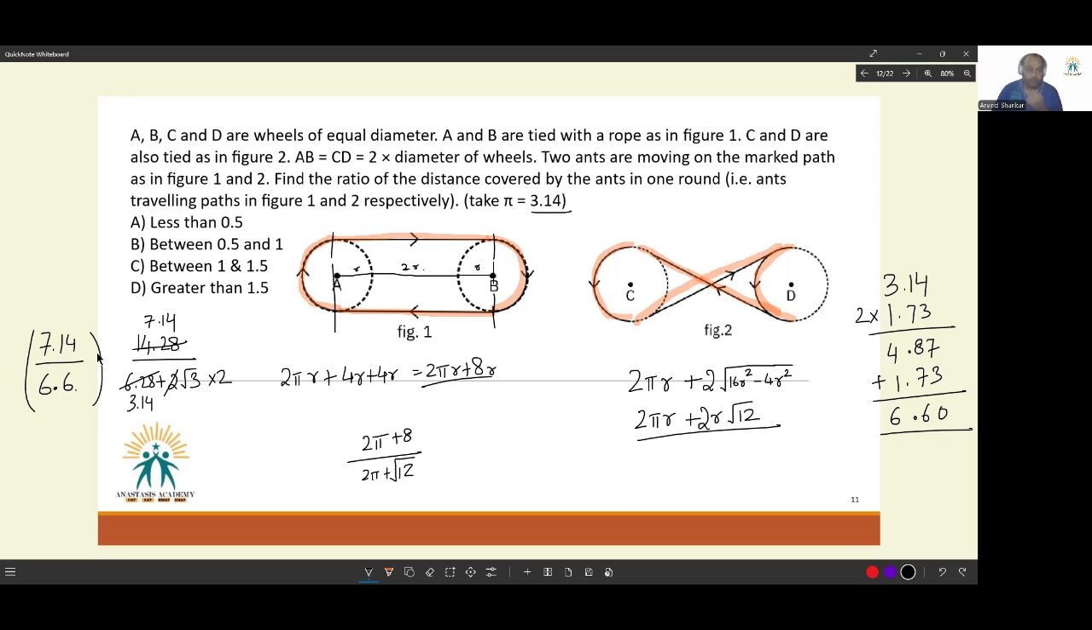This ratio, we have to ascertain whether it is less than 0.5, between 0.5 and 1, between 1 and 1.5, or greater than 1.5. It is not greater than 1.5. Greater than 1.5 would lead it to 9.9 by 6.6. It is definitely greater than 1 because the numerator is greater than the denominator. So option C should be the answer. These two will get rolled out. And that's it. Both these questions are mainly about direct common tangent, but direct common tangent doesn't get tested here. It is more transverse common tangent that gets tested.